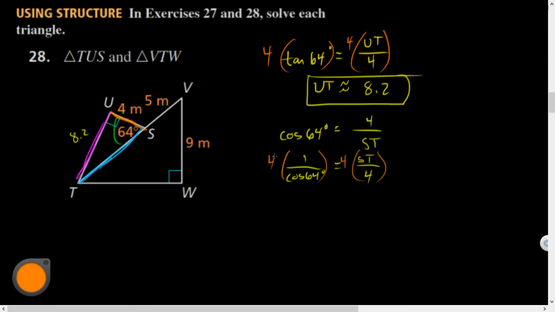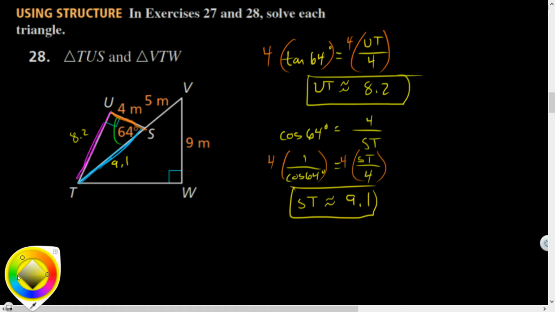Are you guys getting okay at recognizing which trig ratio to use at which time? That's the thing that's going to be kind of the newest piece for you. So 4 divided by cos 64 is what I need, and I got 9.1. Right, so that's 9.1.